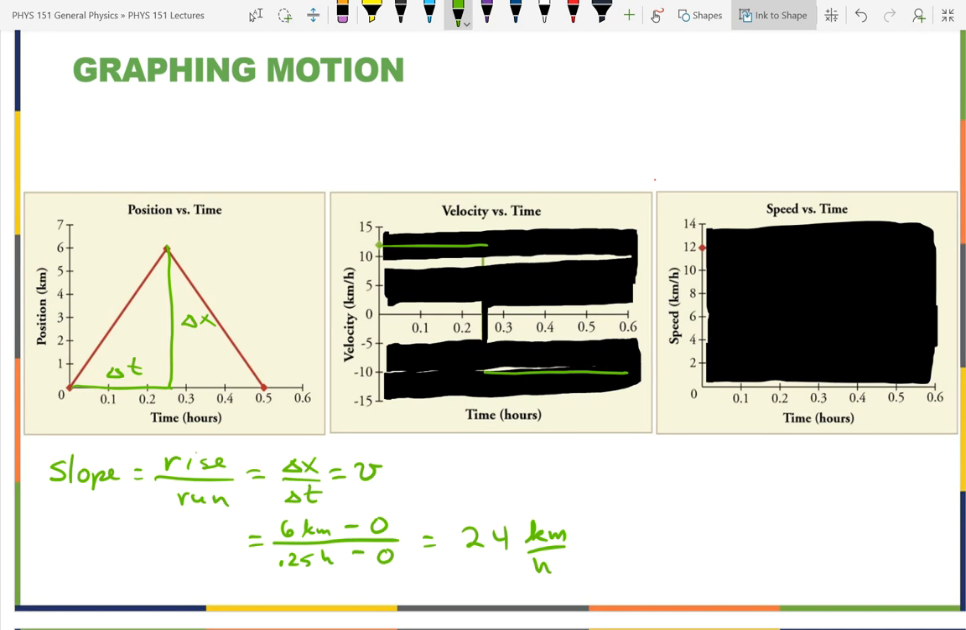Well, what's going on at this time right here at 0.25? Hot tip, it's not possible. What happens at that single point in time? Yeah, you change direction instantly, which means you have an infinite acceleration.